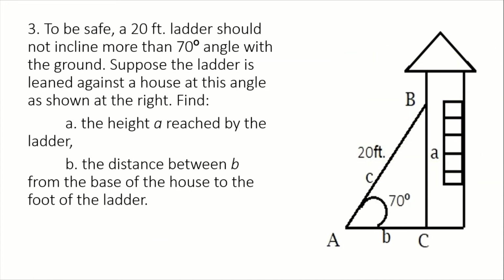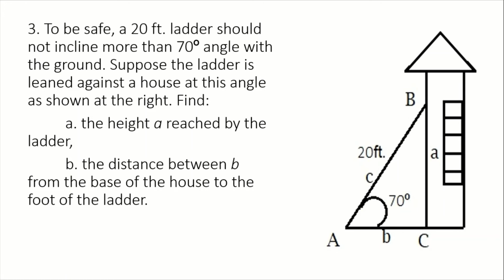Alright? So, meron ding pagkakataon na yung mga given problem ay ganito. To be safe, a 20-feet ladder should not incline more than 70-degree angle with the ground. Suppose the ladder is leaned against a house at this angle as shown at the right. Find A, height A reached with the ladder, B, the distance from the base of the house to the foot of the ladder. So therefore, sa problem na ito, dalawa yung hinihingi or dalawa yung hahanapin natin.